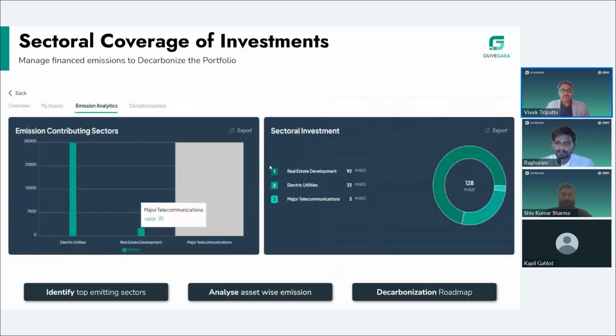Next one, I believe this should be the last. Yes, the sectoral coverage of investments. Again, it provides all sorts of analytics. You can drill down into any specific sector, and within that sector, see what sort of investments you've made. So you can take any sort of approach.